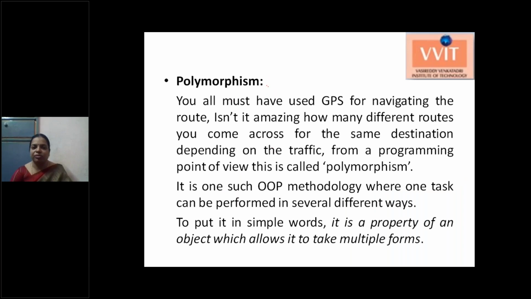Next is polymorphism. Polymorphism is nothing but what we have already seen, the two features of object-oriented programming, operator overloading and function overloading. These two are the implementation methods of polymorphism.